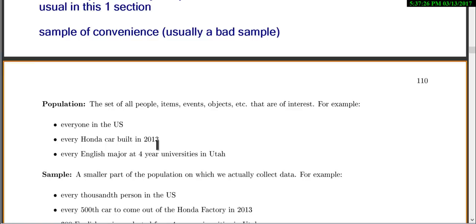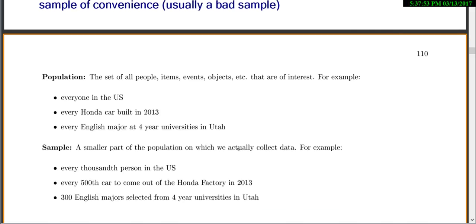So this next one is kind of a review. It's just another way to write it, whether you're thinking about collecting data or you're thinking about probability distributions. So again, our population is a set of all of our people, items, events, objects, etc. that would be of interest. So for example, population could be everyone in the US, or every Honda car built in 2013, or every English major at 4-year universities in Utah. Just whatever you're interested in.